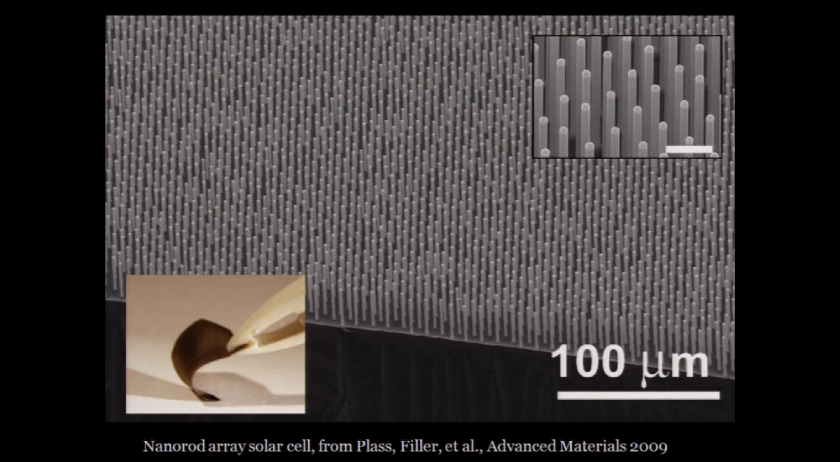So you can get a lot of light absorption, but also very efficient charge collection. And then you'll notice here's the full solar cell. It's embedded in a polymer. It looks kind of black or brown because it's absorbing most of the light that's incident on it. And you'll notice it's very flexible and also very efficient.